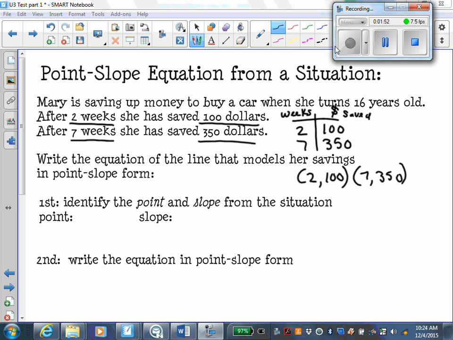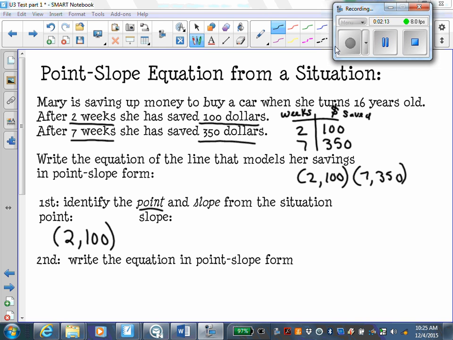So we can pick either one of those points when it says identify the point right here. I'm going to go with the (2, 100) because those seem like nice numbers. You could choose the other one if you want, but I'm going to go with that one. To find the slope, we've been practicing this a lot lately. It's the change in y over change in x, or y2 minus y1 over x2 minus x1.